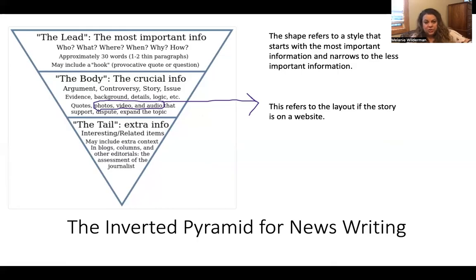Also, in this particular visual that I pulled out, I really liked the way it was worded, but I do want to indicate this area that I circled in the body where it says that this might include photos, video, and audio. That's really referring to if the story is on a website. And think about scrolling through a story on a website. Usually if there are photos and video or audio clips, those are presented throughout the body of the story. And so that's what that's referring to.